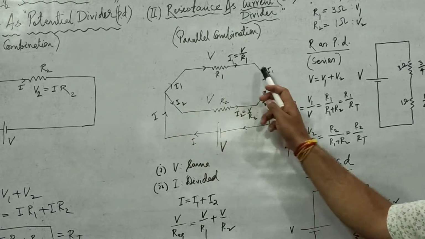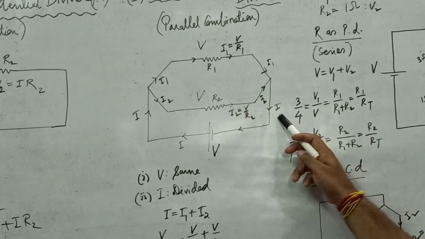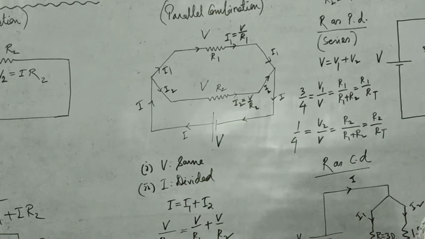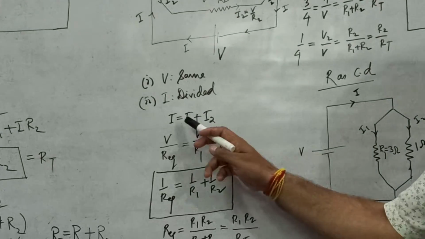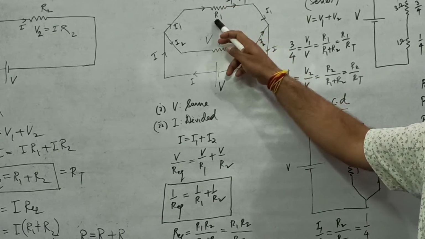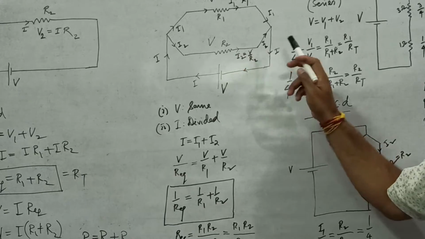Suppose the current through this path is I1, and the current through this path is I2. Both the currents combine to form again I. So current in a parallel combination is always divided into I1 and I2. And what is this I1? This I1 is V upon its resistance, V upon R1. And the current here is V, which is V upon R2.